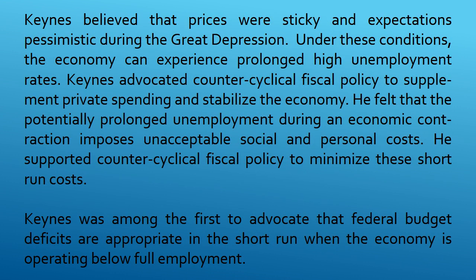Keynes believed that prices were sticky and expectations pessimistic during the Great Depression. Under these conditions, the economy can experience prolonged high unemployment rates. Keynes advocated counter-cyclical fiscal policy to supplement private spending and stabilize the economy. He felt that the potentially prolonged unemployment during an economic contraction imposes unacceptable social and personal costs. He supported counter-cyclical fiscal policy to minimize these short-run costs.